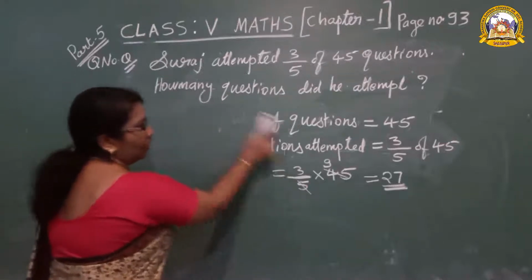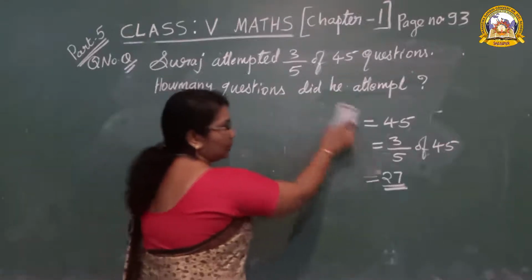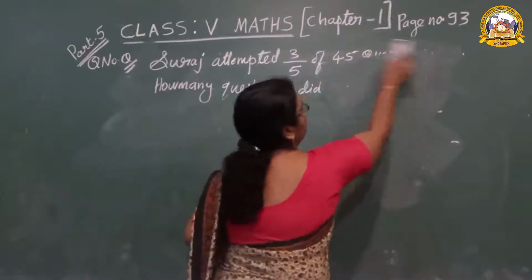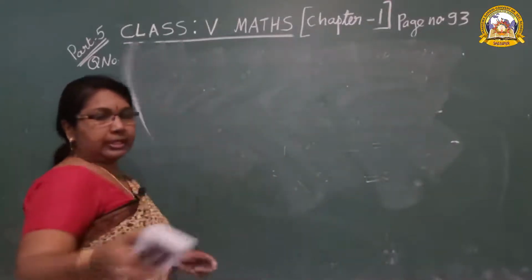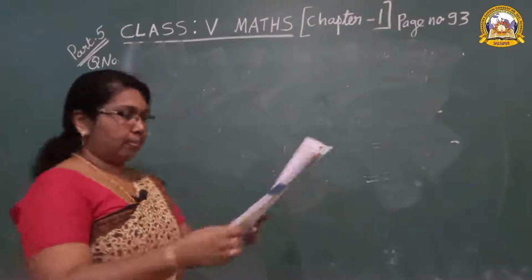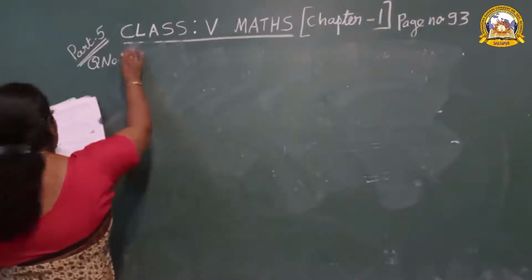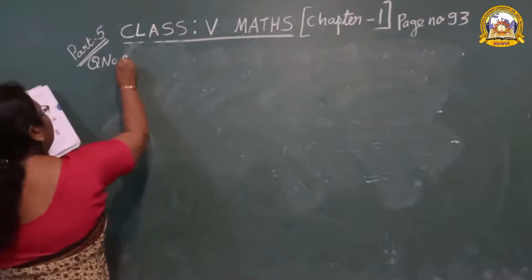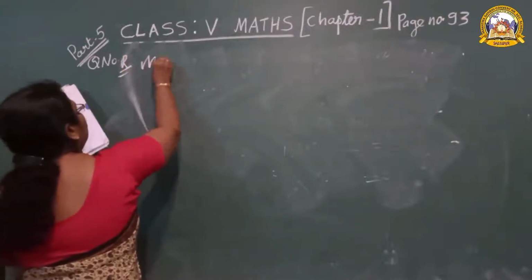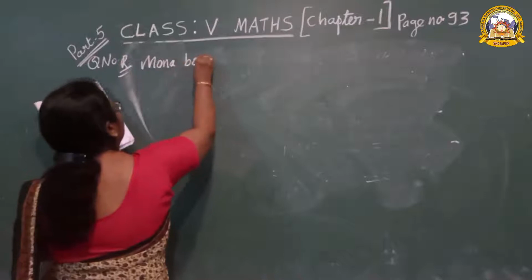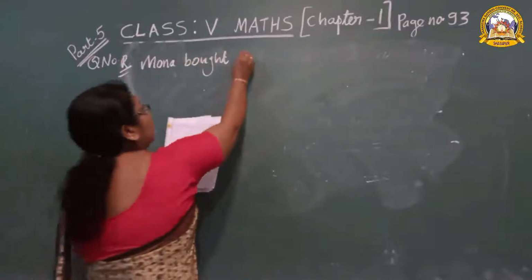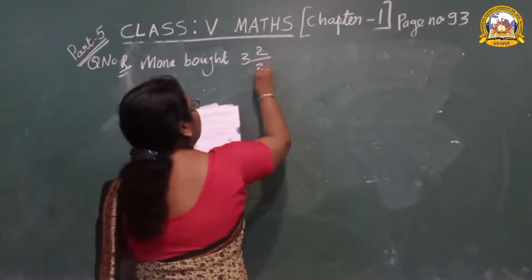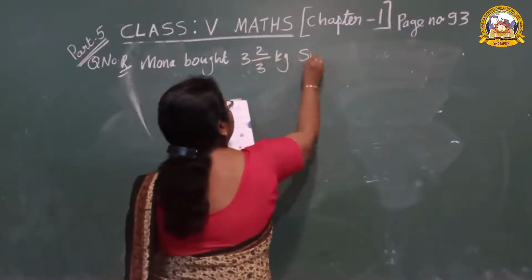All the questions, while you are writing in CW, you should write the question and the steps both in your copy. Now read the next question. Mona bought how many kg of sugar? 2 1/3 kg of sugar.